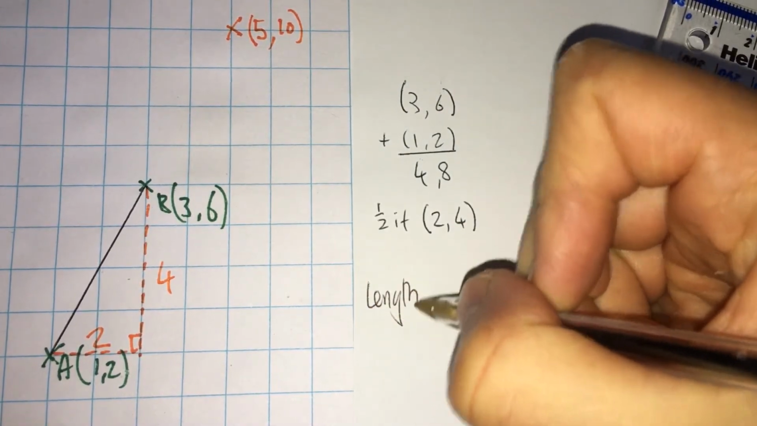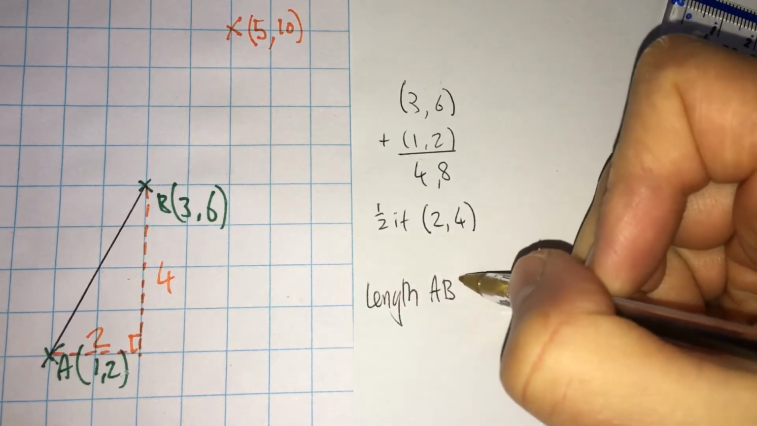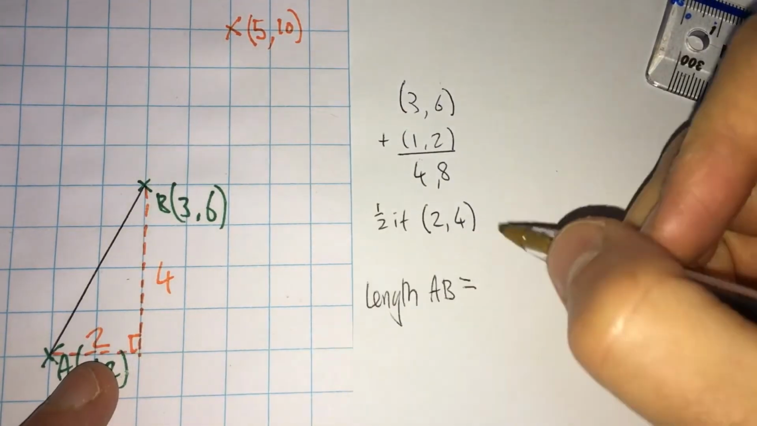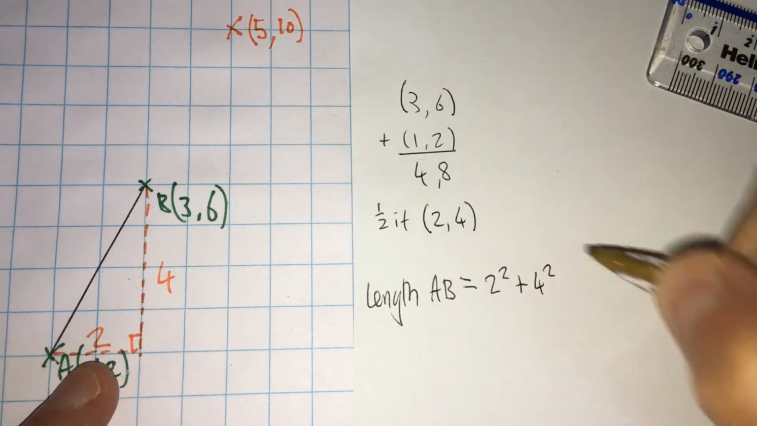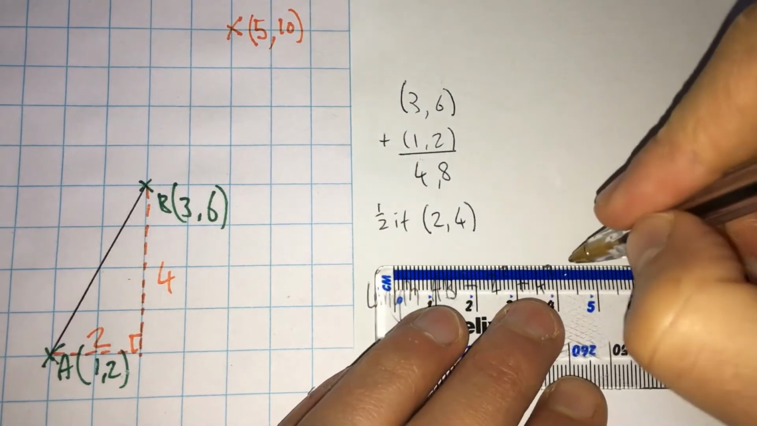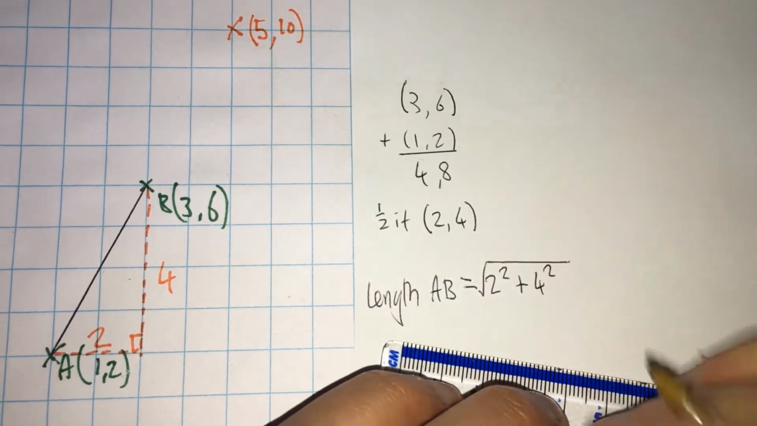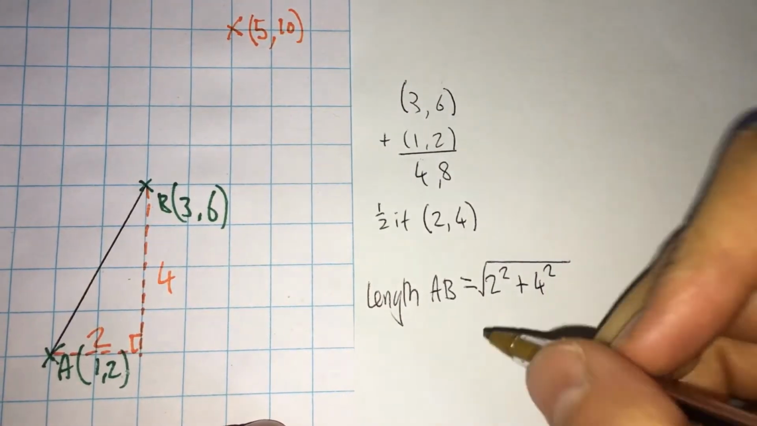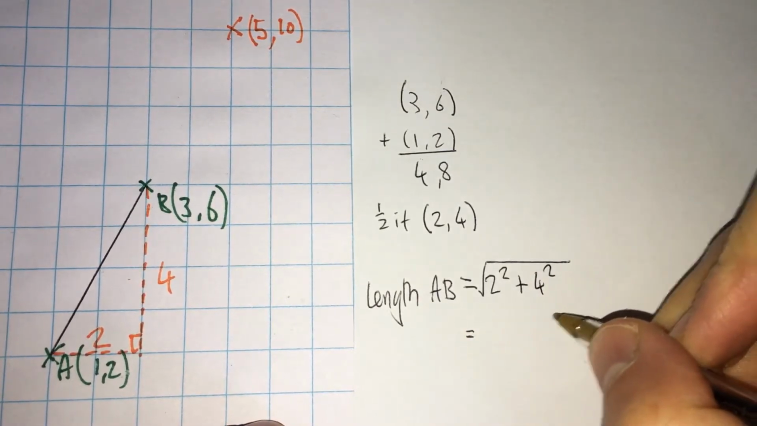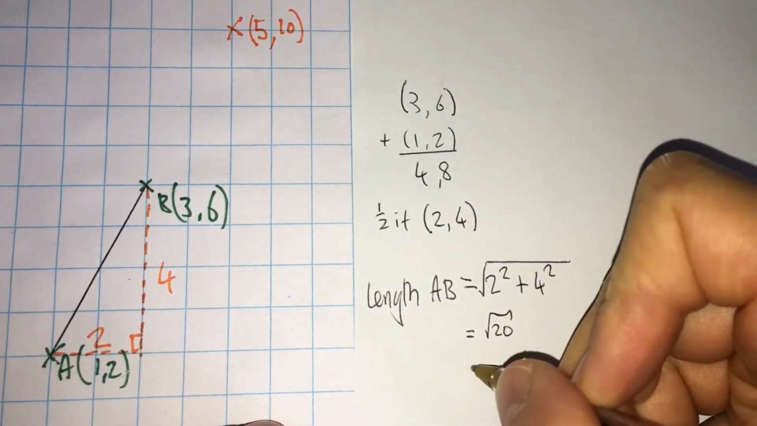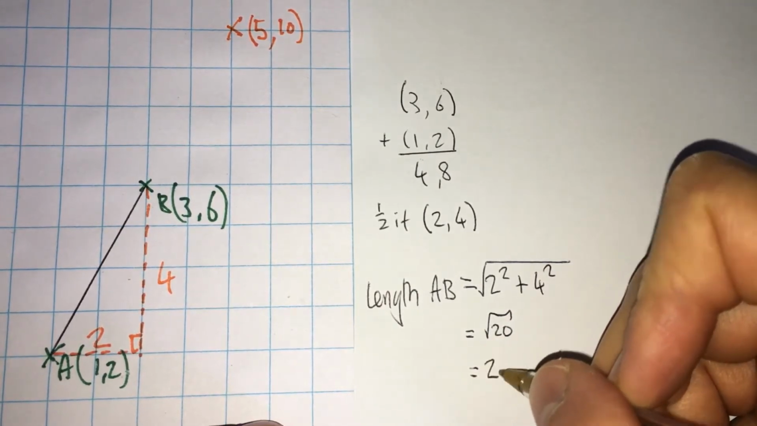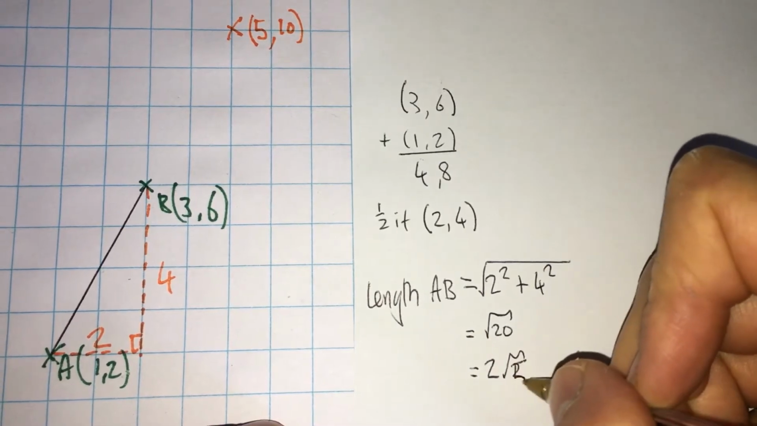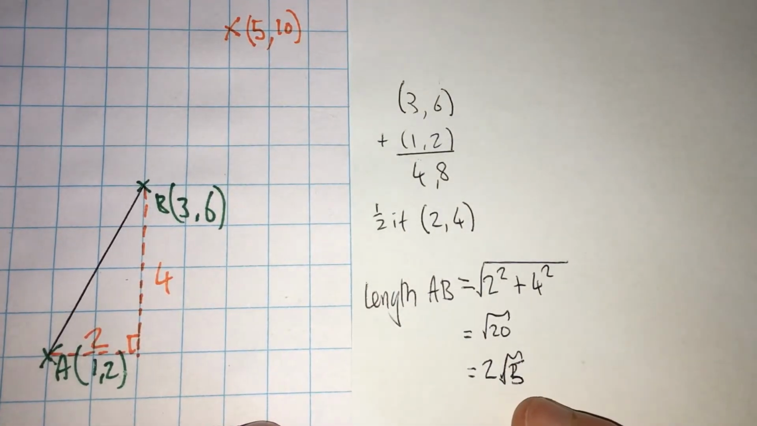So we can use Pythagoras theorem to work out the length of the line AB. So length AB equals, well, we take the square of 2 plus the square of 4, and then we square root that to just get the length of AB. So here we have 4 plus 16, that's 20. The square root of 20, which is square root of 4 times the square root of 5, so we get 2 root 5 as our final answer there in surd form.